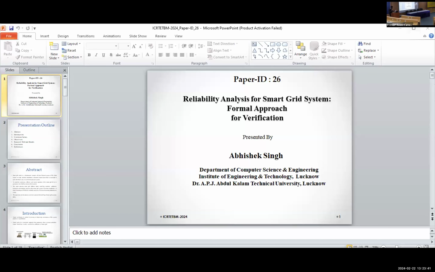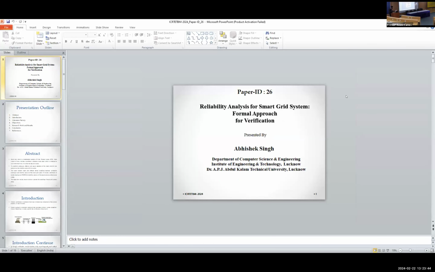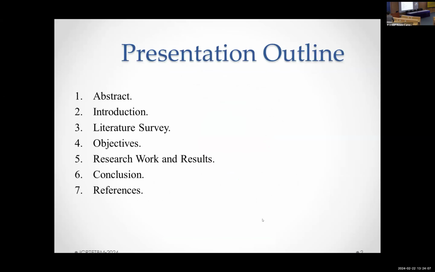Okay. Presentation is visible, and you have only 6 minutes to present and 4 minutes for Q&A. So basically, my topic is reliability analysis for a smart grid system. It basically consists of the formal approach for verification of a smart grid system. Let's start with the content of my slides. My presentation contains the abstract, introduction, literature survey, objective, research work, conclusion and references.